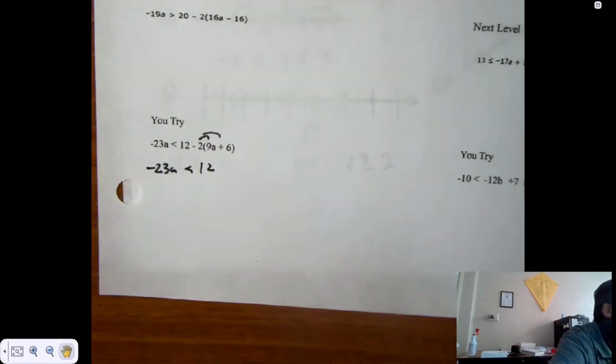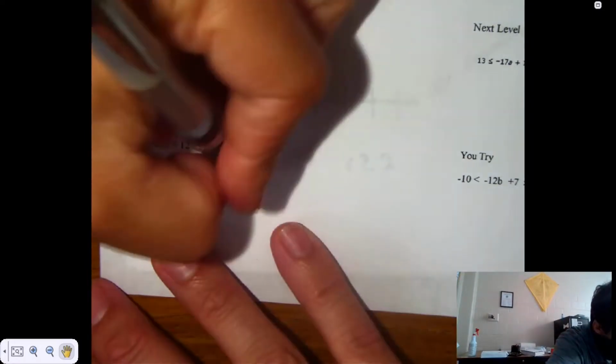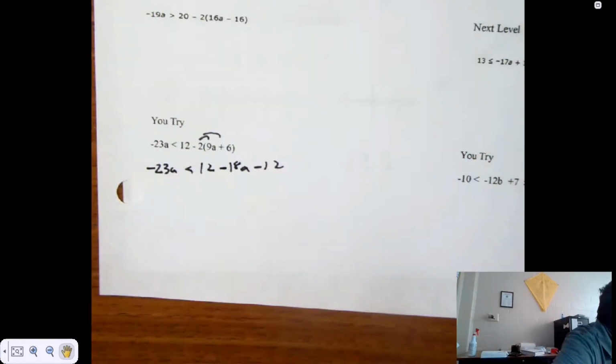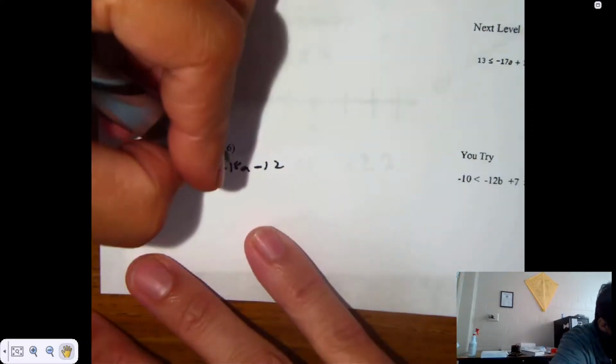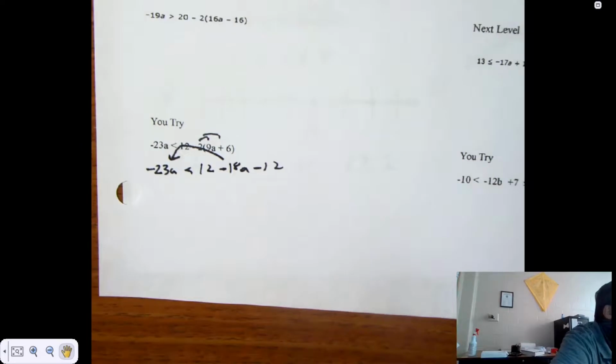What's negative 2 times a 9a? Negative 18a. Negative 2 times a positive 6. So minus 12. And I'd say it's situation A is on one side, numbers on the other. Where do you want to put your A's? Want to do left? It's fine. Yes, you can go right. But left was the first thing I heard.